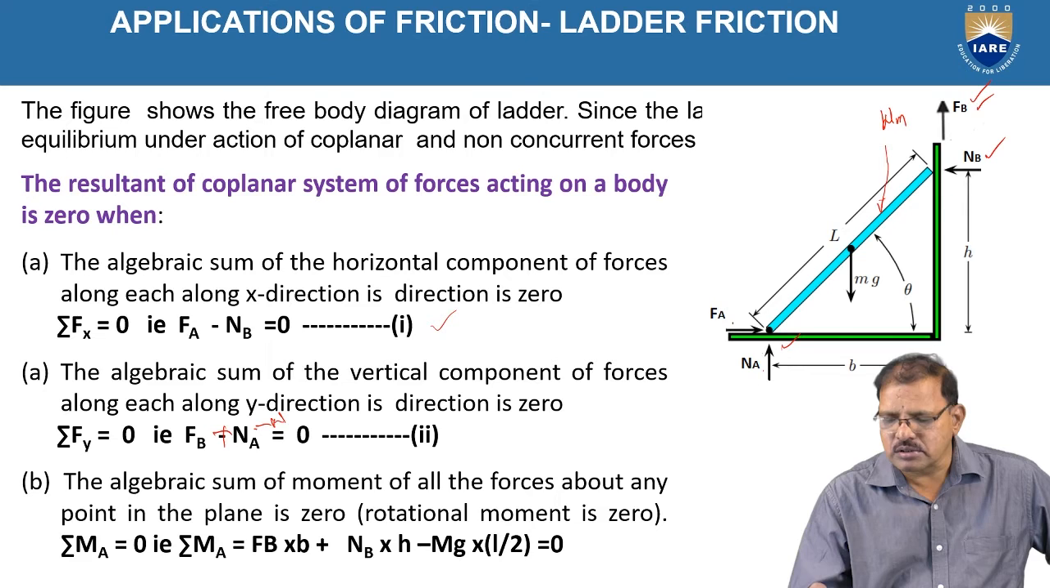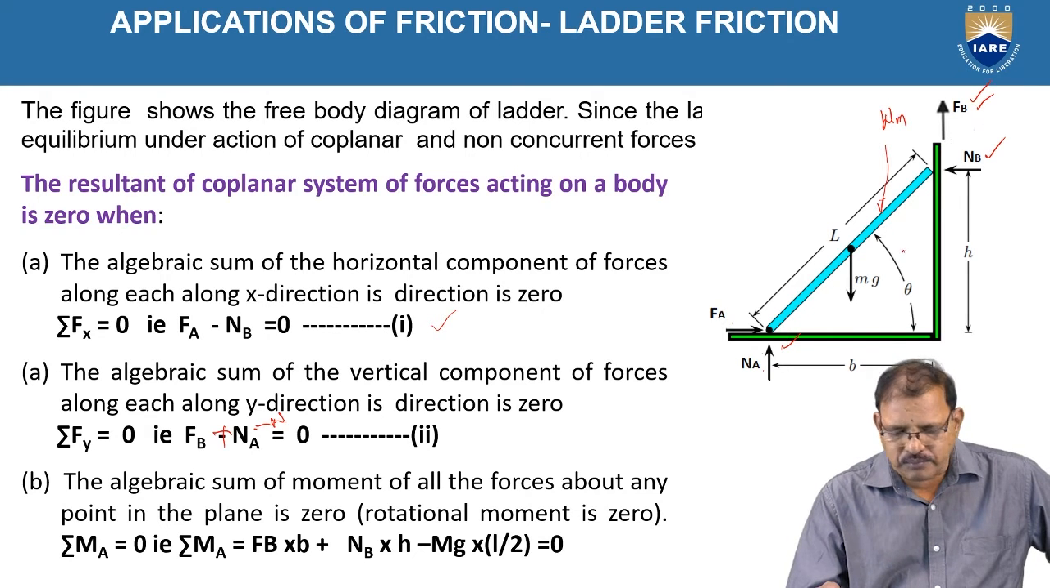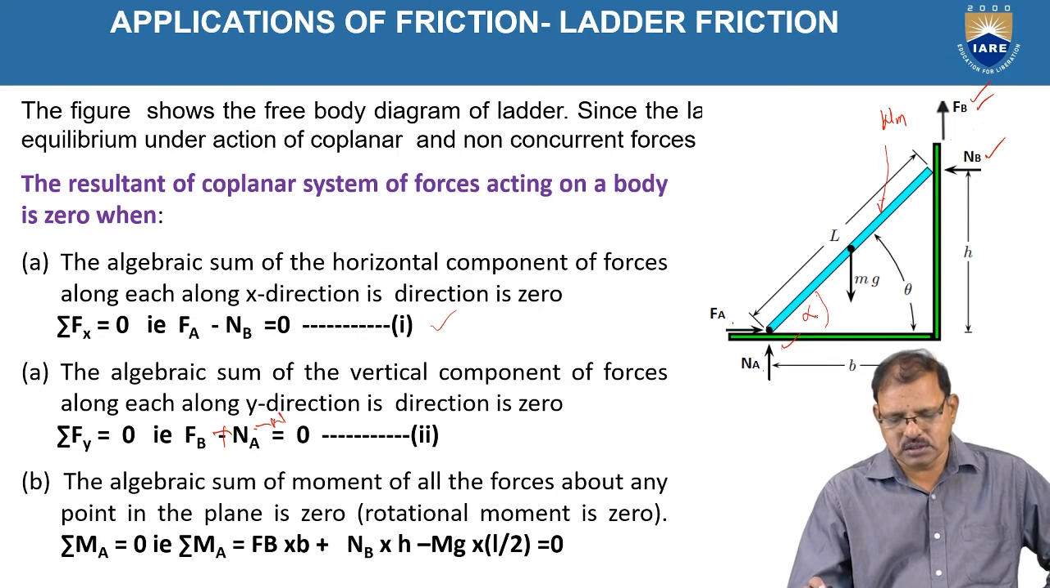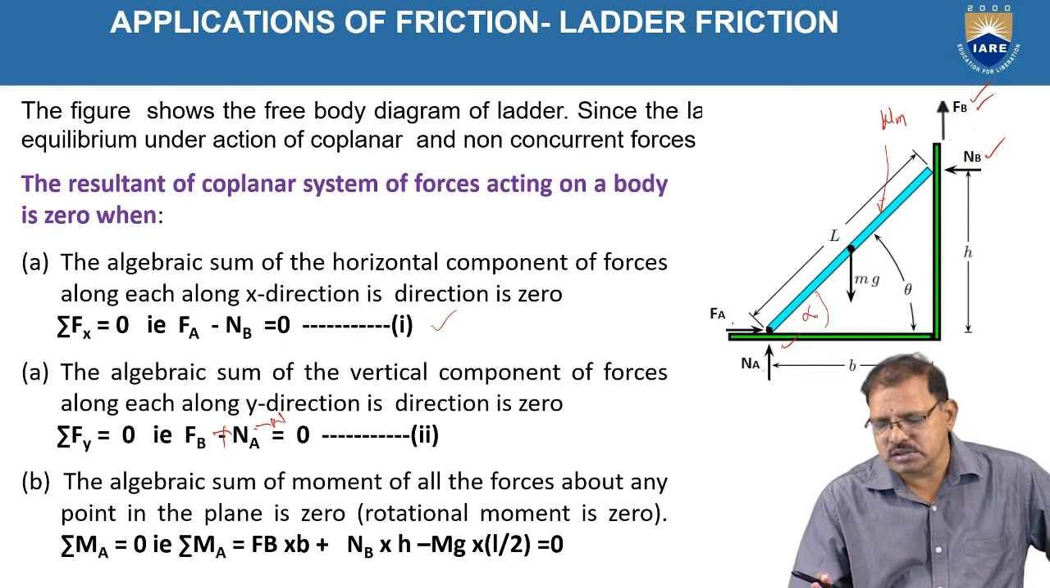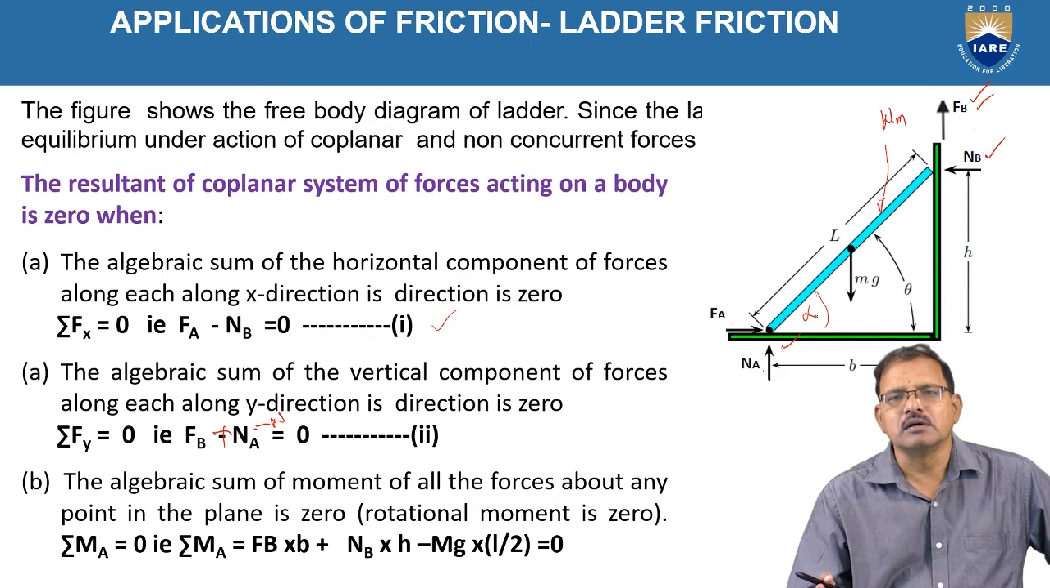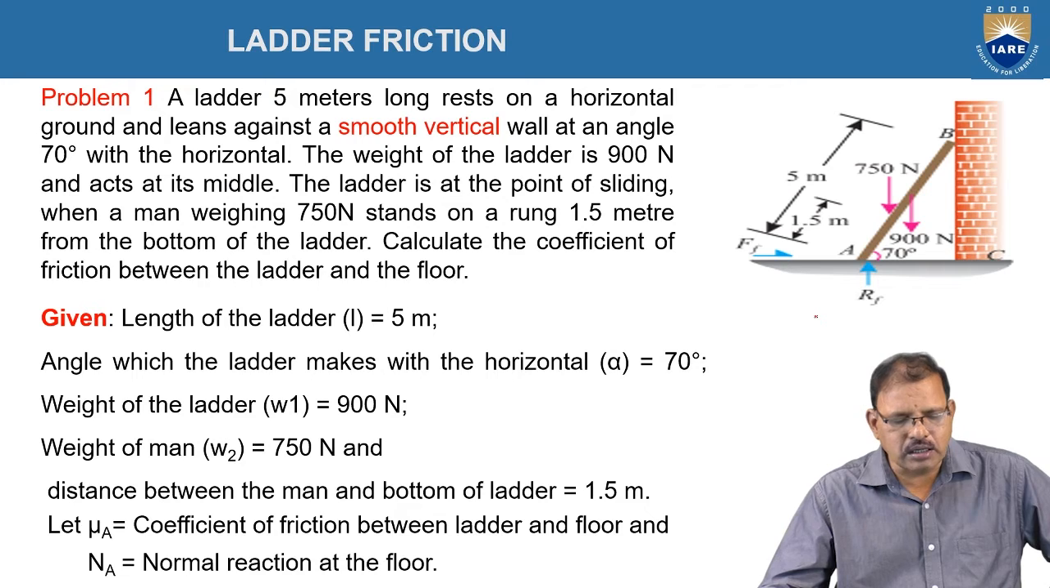Based on the equations, Fb into B plus Nb into H minus half Mg into, since midpoint, L by 2 cos alpha, which should be equal to 0 required. These are the fundamental equations that are now required to analyze the forces on the ladder. Now I am taking here one problem.